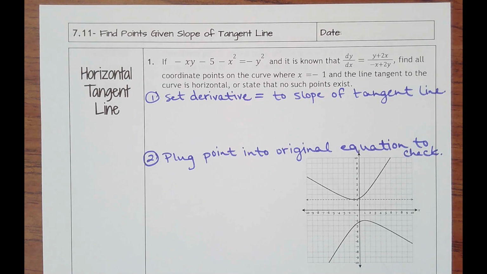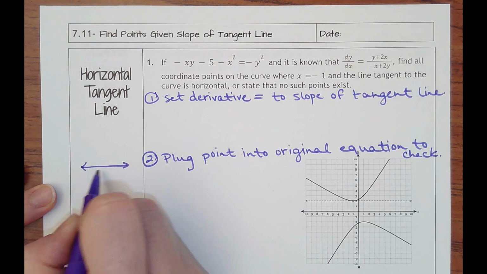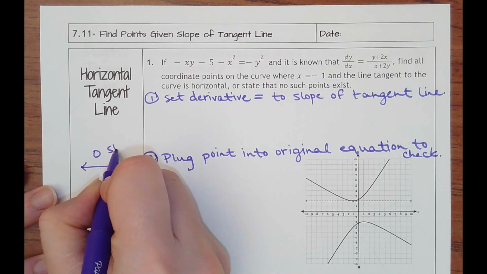Lesson 7.11, find points given slope of tangent line. So there's three different cases you're going to see. Sometimes they want you to find a horizontal tangent line, sometimes a vertical, and sometimes a diagonal. And so we need to know what slope horizontal lines have. So when I have this on a graph, we know that that has 0 slope.